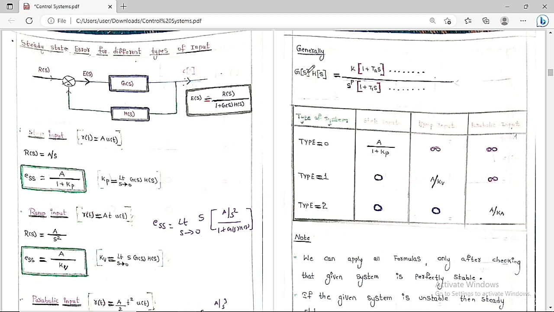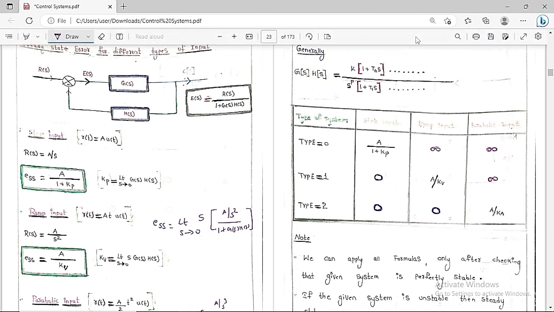So the next one is, generally we are going to represent the open loop transfer function, which is G of s H of s, in this format, which is the general way of representation of the open loop transfer function: G of s H of s is equal to K into (1 plus T_a s and so on) by s to the power of n into (1 plus T_1 s and so on). So this is the standard representation of the open loop transfer function.